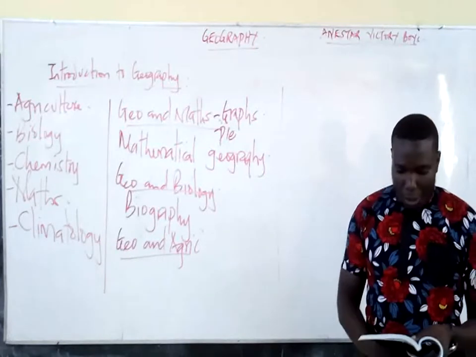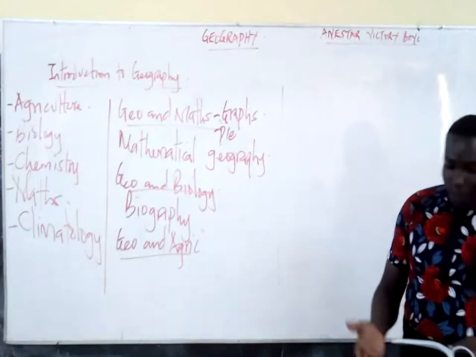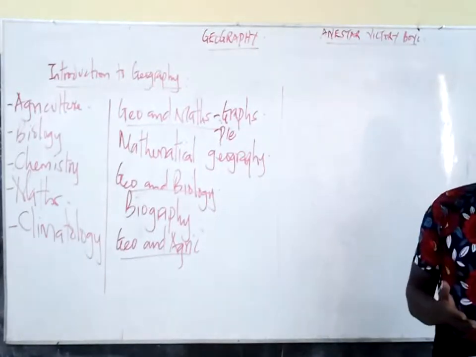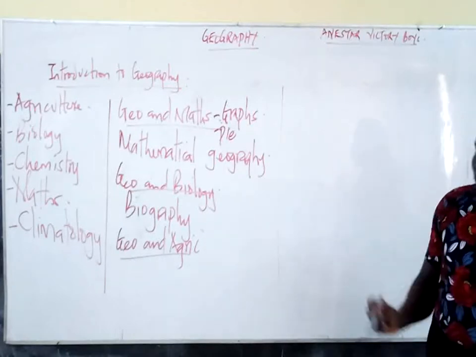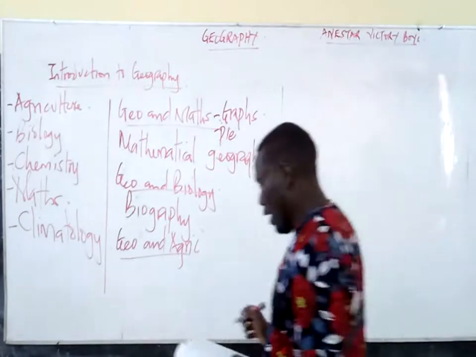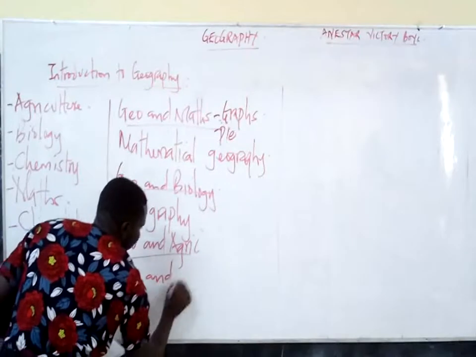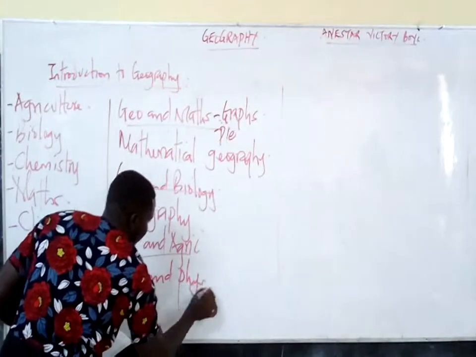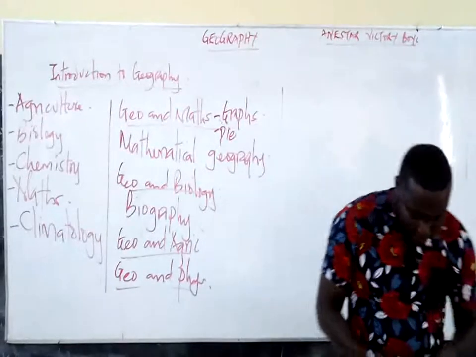Therefore, when you talk of the rearing of livestock and the cultivation of crops, we are talking of the relationship between geography and agriculture. Apart from geography and agriculture, we have geography and physics. How do geography and physics relate?